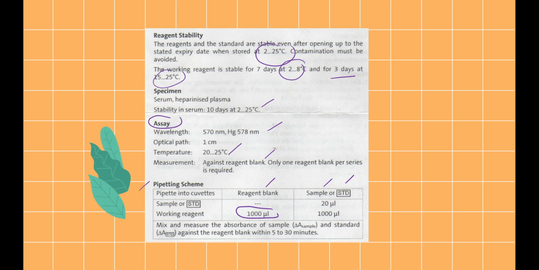So, sample or standard is only 20 microliter. Working reagent is around 1000 microliter or 1 ml. So, mix and measure the absorbance of your sample and standard against the reagent blank within 5 to 30 minutes.